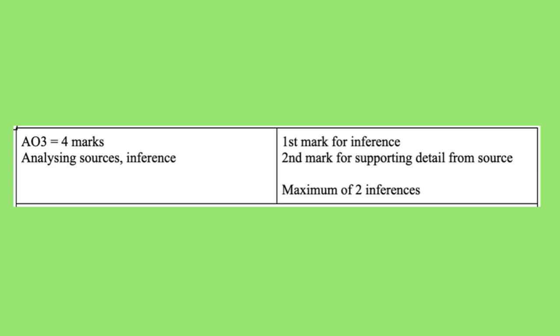Once you've given that inference, and that's worth the first mark, then you need to give the detail from the source that helped you to get there. You're more than welcome to use a direct quote from the source, or you can paraphrase it, maybe just explain the quote in a bit more detail or phrase it in a different way. However you choose to do it, make it as clear to the examiner as possible. That makes it much easier for them to give you the marks, so try and keep it concise.